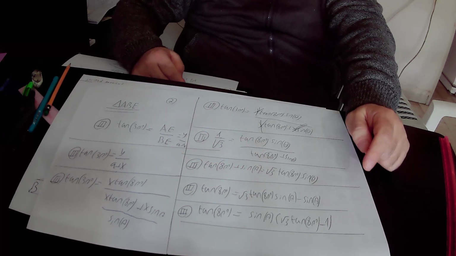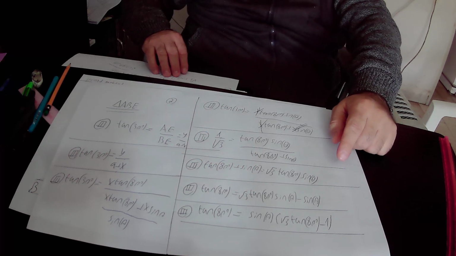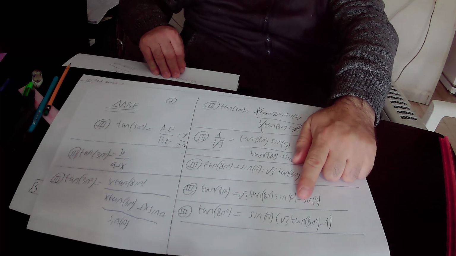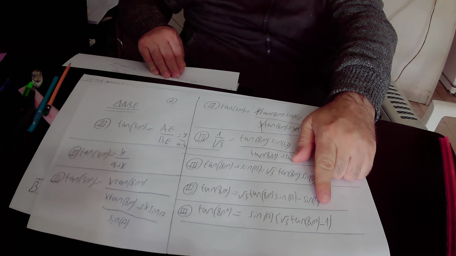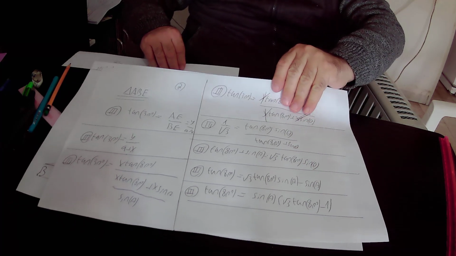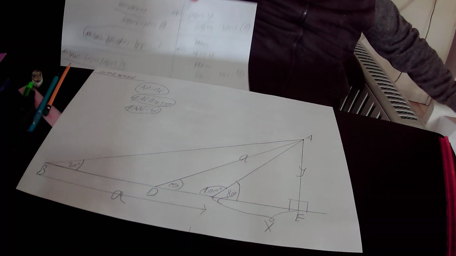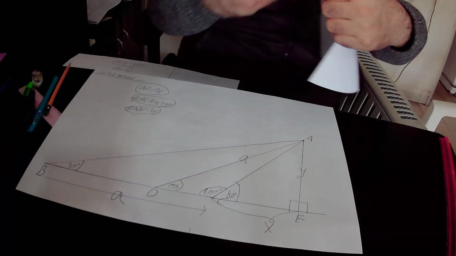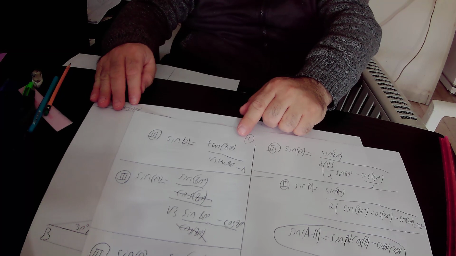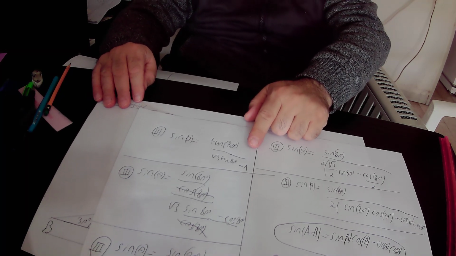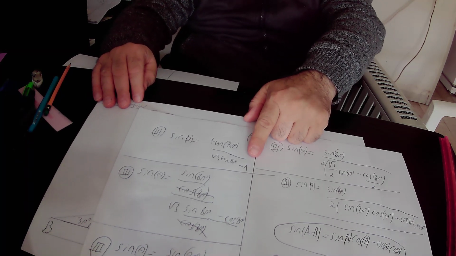Okay, then we divided this equation by square root of 3 times tangent 80 degrees minus 1, and we got that sine theta equals tangent 80 degrees over square root of 3 tangent 80 degrees minus 1.